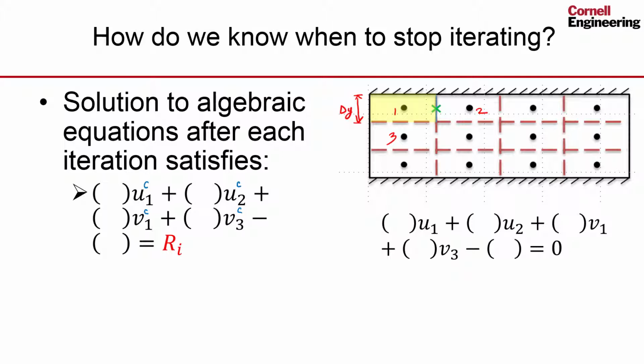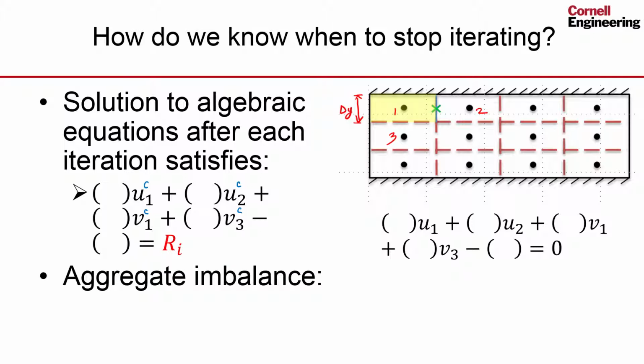And what I need is an aggregate measure over all the cells. So here's how I define an aggregate imbalance. I've written down the equation here and I'll unpack it for you. So that's an aggregate mass imbalance, or a mass residual. It's also referred to as the continuity residual.